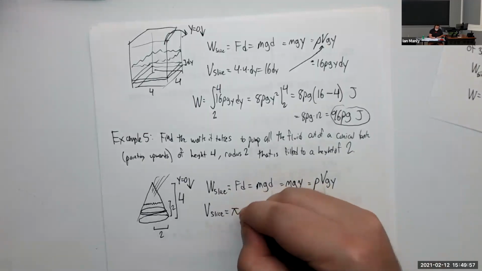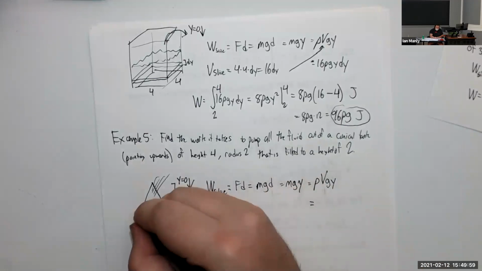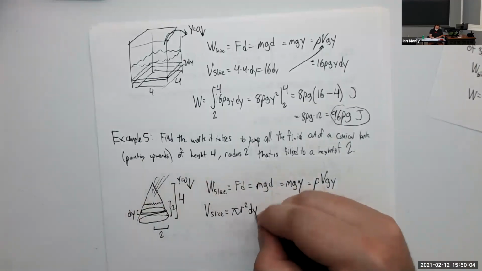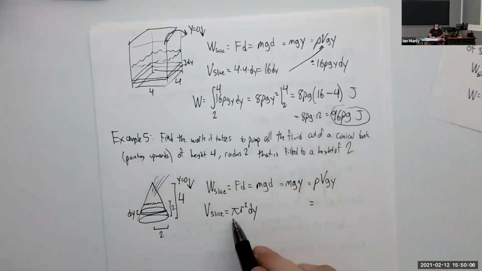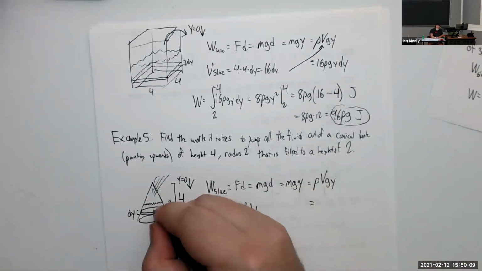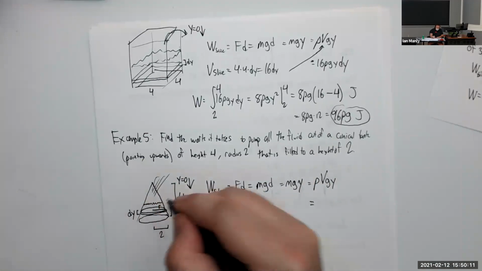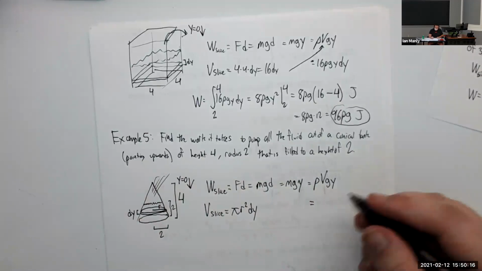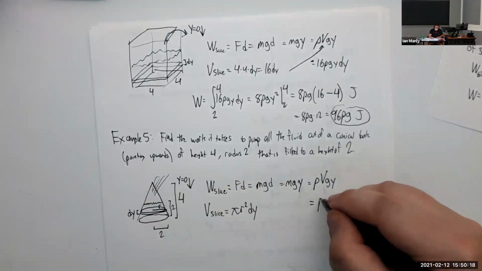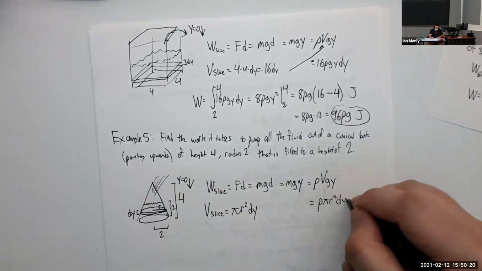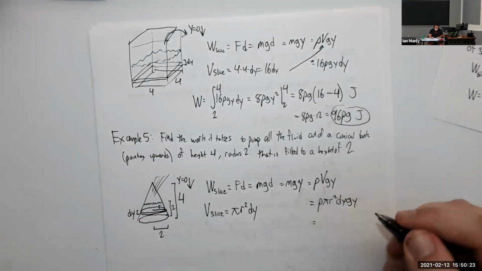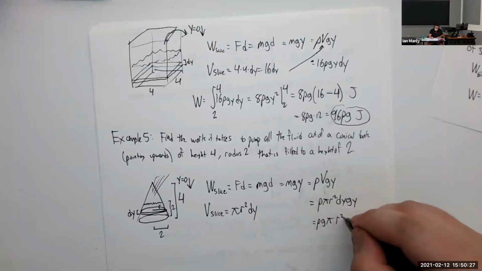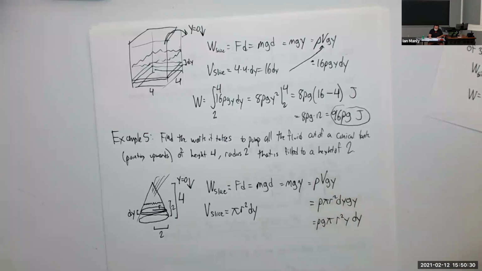So the volume of a cylinder is pi r squared, and then we multiply by the height, but our height is very thin. In fact, we're going to call our height dy. So the volume of our slice is pi r squared dy, where r is the radius at our particular slice right here. All right, so we could put that into here. We have rho pi r squared dy gy. And then we could rearrange this. We have rho g pi r squared y dy.